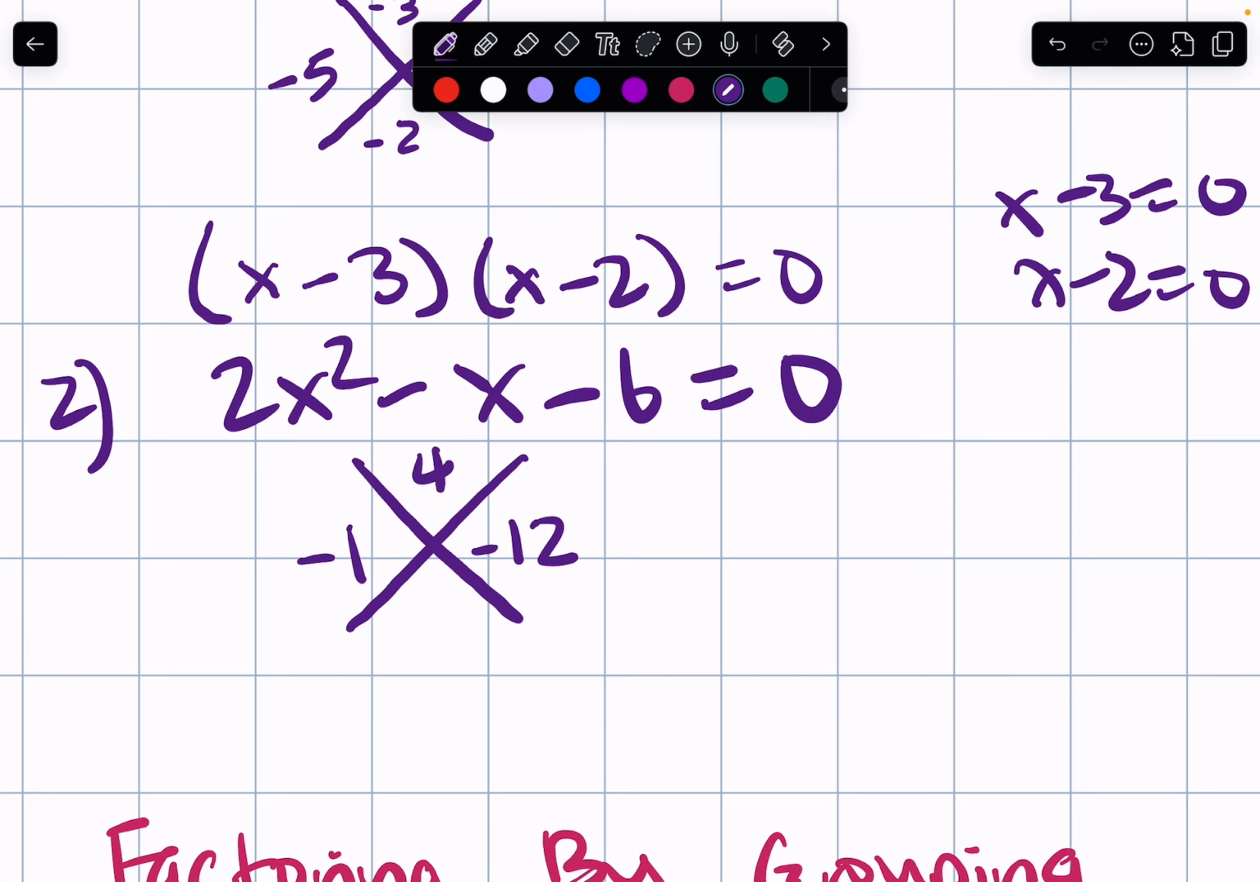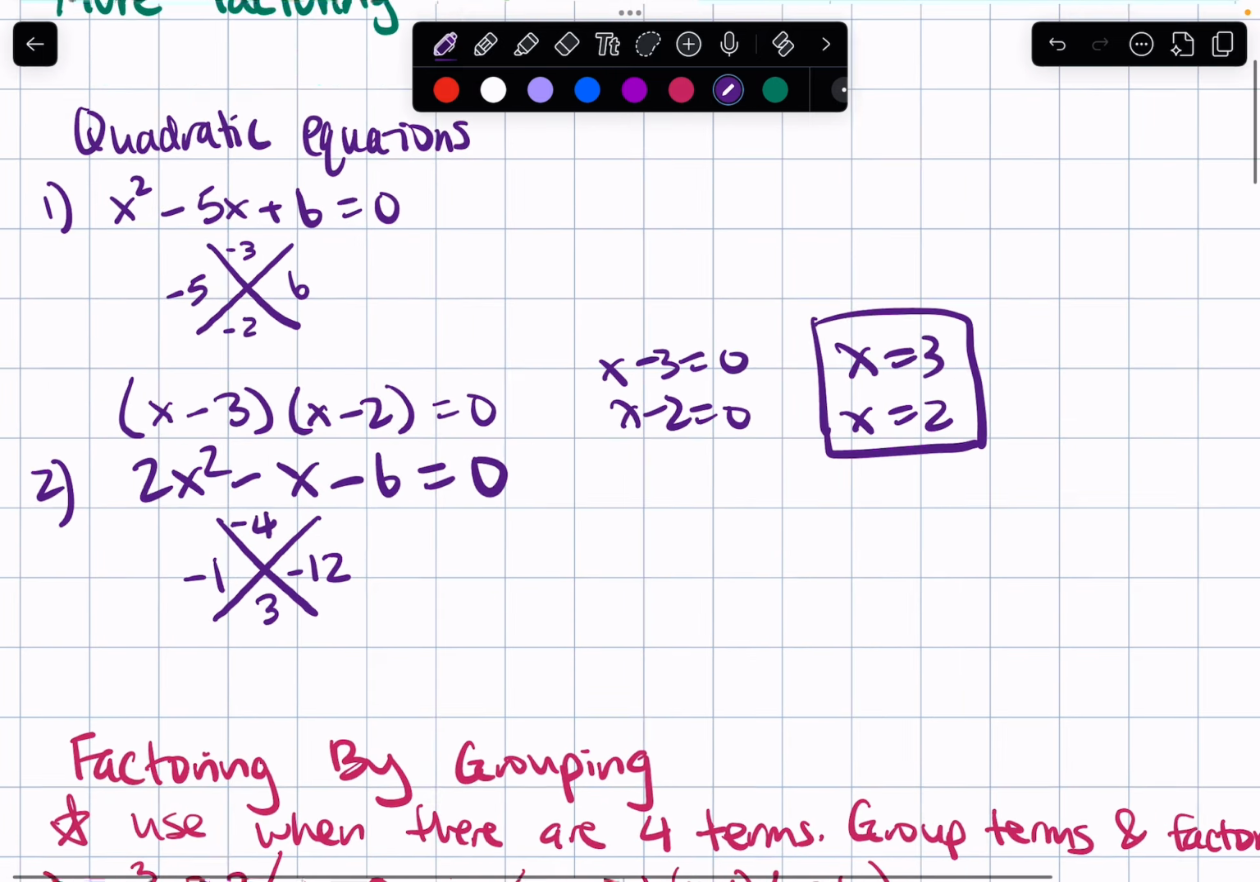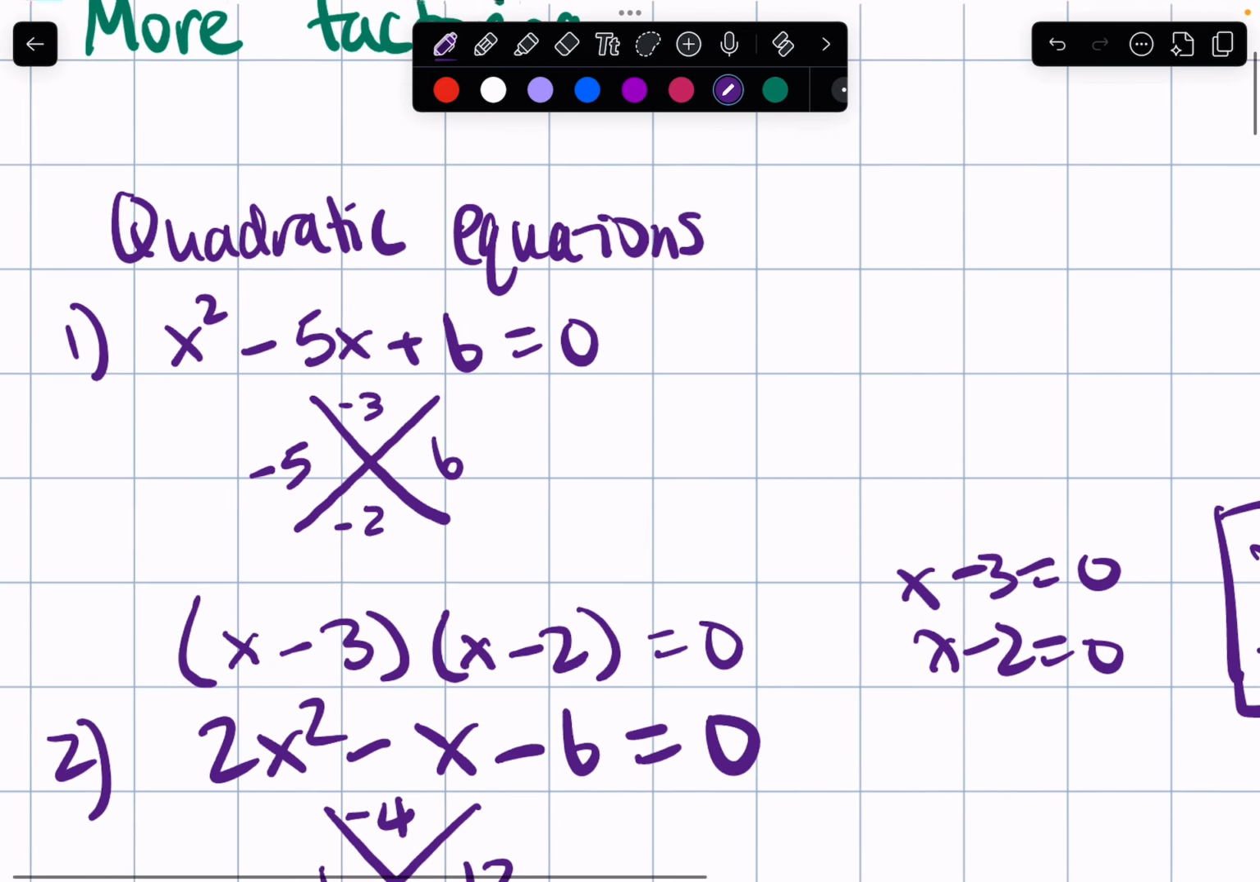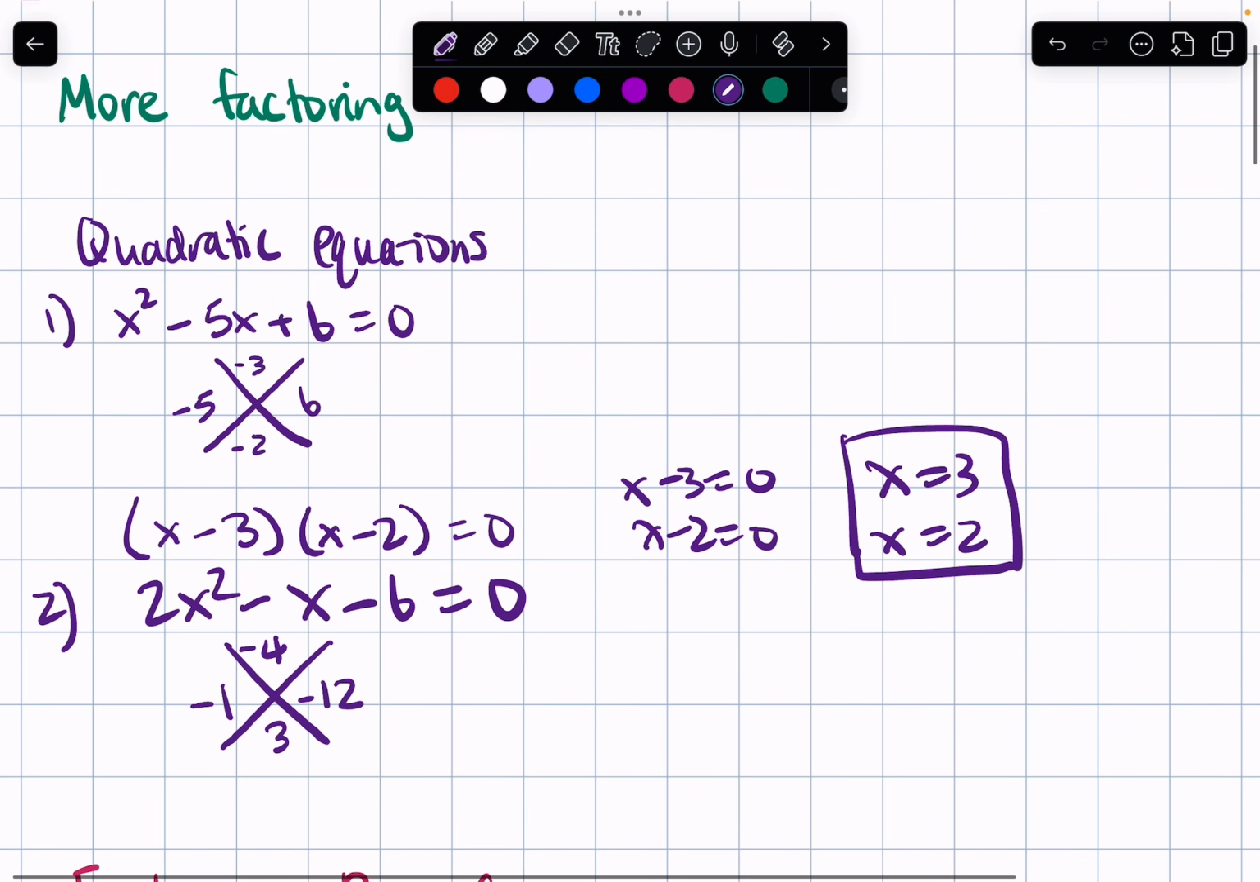And then let's try 4 and 3. 4 times 3 equals 12. So in order to make the 12 a negative, we need to put a negative on one of the numbers. And that works. -4 plus 3 equals -1. So yes, this works. In this case, number 1 and number 2 are different in that this has no coefficient and this has a coefficient.